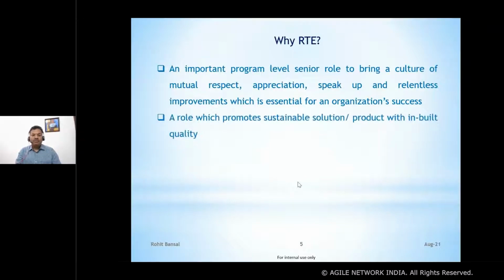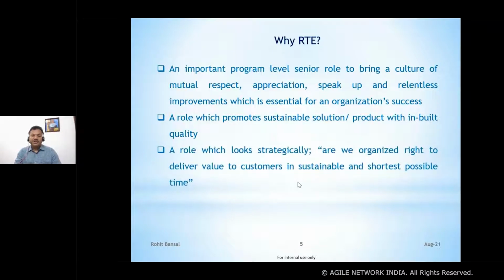A role which promotes sustainable solutions and products with inbuilt quality. That's another aspect where RT is going to help: ensuring these inbuilt quality practices are being followed, adopted across teams, and helping in creating a sustainable solution or product for the organization.